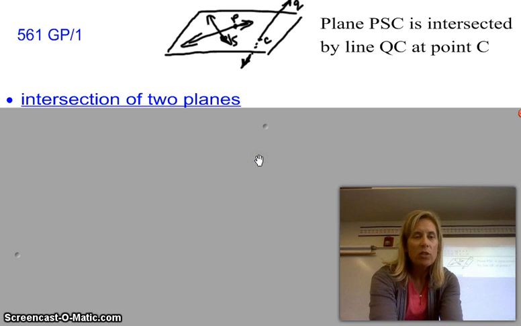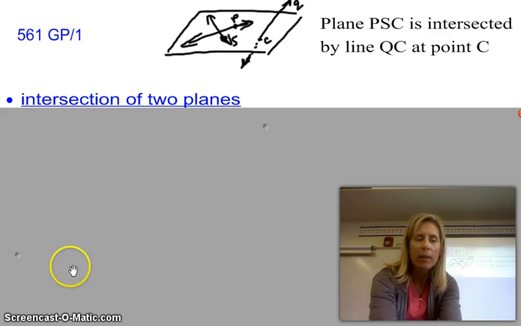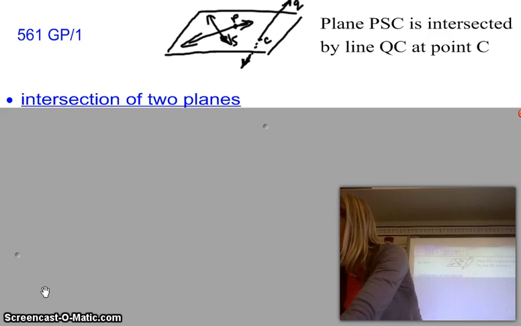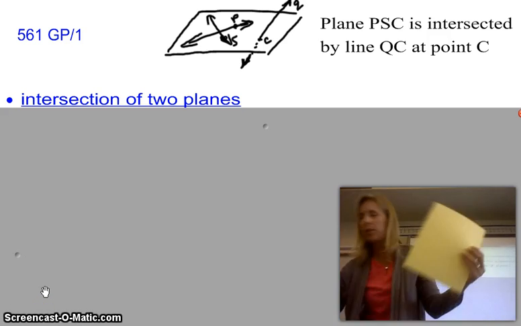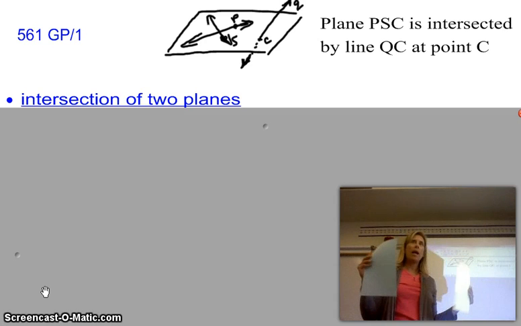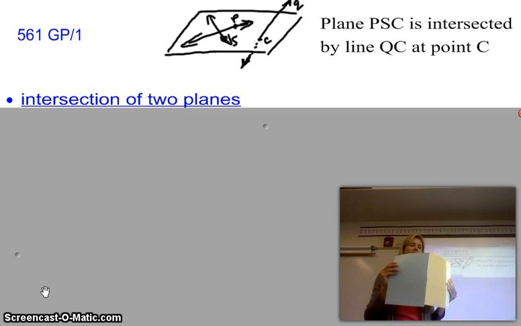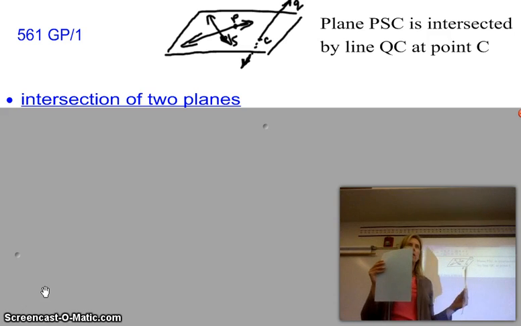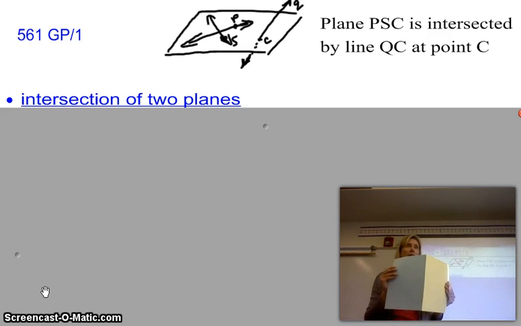The intersection of two planes can give us something. And so let me show you with some paper here. Imagine I have two planes. I have a yellow plane and a blue plane, and they come and they intersect. What type of a figure do they form at their points of intersection? What are they going to form where they intersect? Are they going to form a plane, a point, or a line?